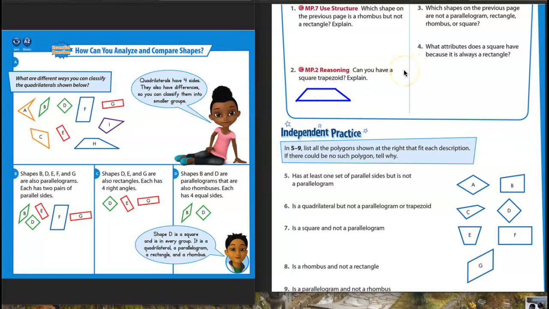What attributes does a square have because it is also a rectangle? If you remember, rectangles have four 90-degree angles, and so do squares. So a square has equal sides, but they both have four 90-degree angles.